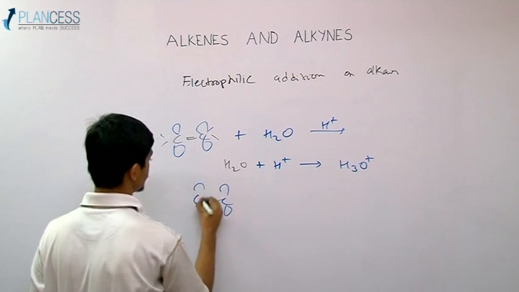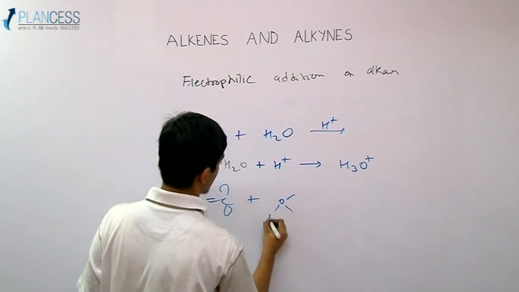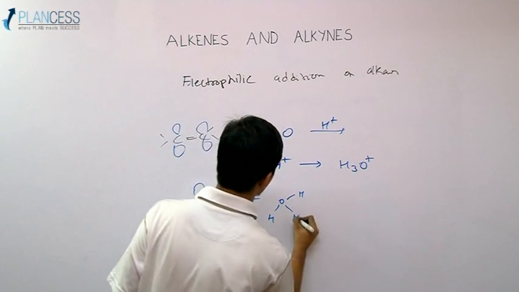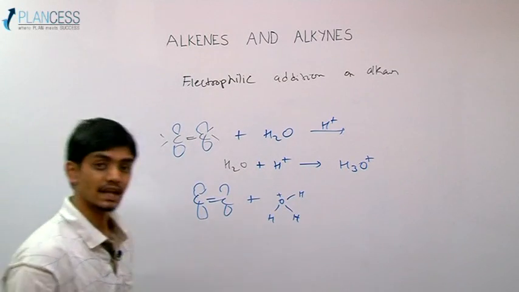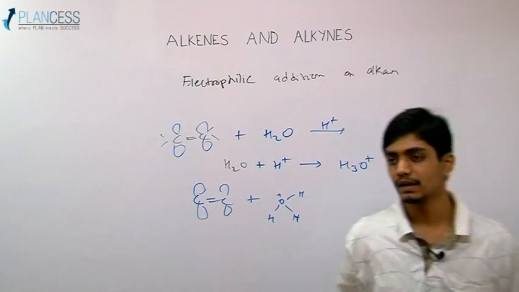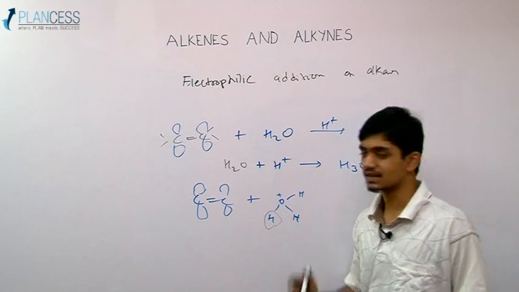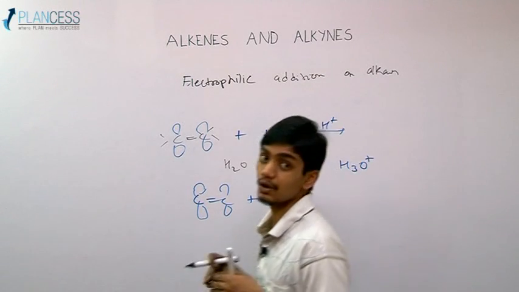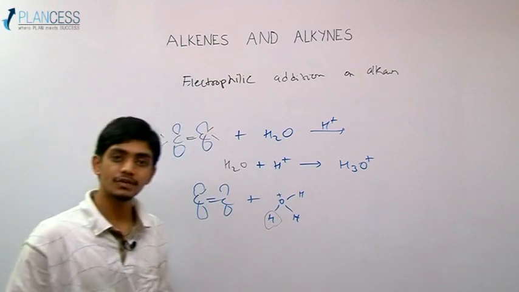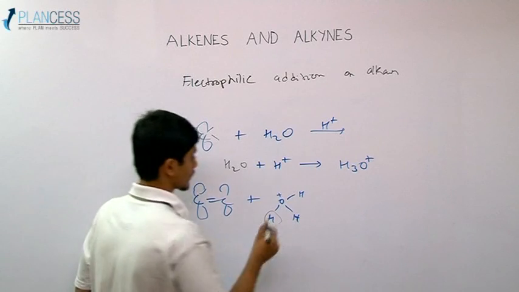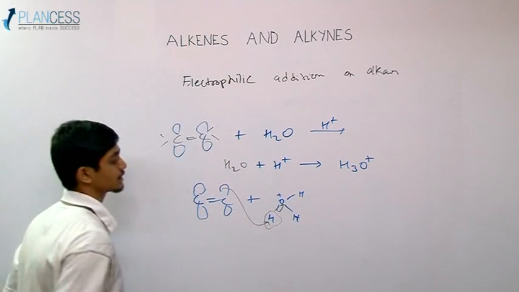So C plus H3O plus, we can write it this way. Now this oxygen has got the positive charge, but that atom is not the electrophile. The electrophile is the hydrogen atom, because this is just a kind of formal charge. That oxygen is not deficient of electrons, its positive charge is the formal charge, and so the electrophile will be this, and the electron density will shift here.